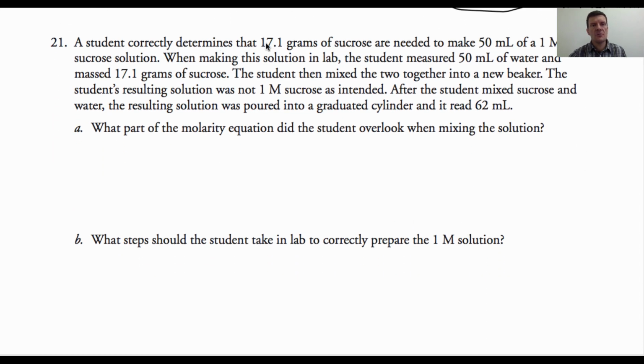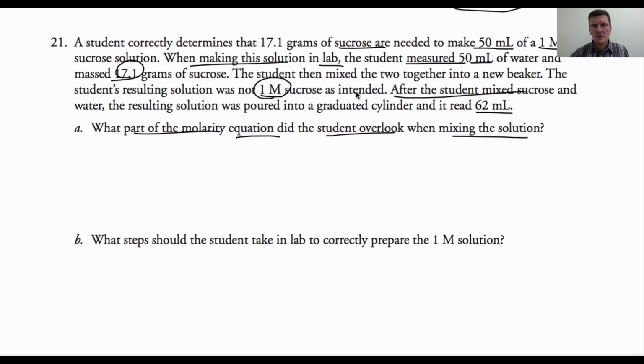A student correctly determines that 17.1 grams of sucrose are needed to make 50 milliliters of a 1 molar solution. When making the solution in the lab, the student measured 50 milliliters of water and massed 17.1 grams of sucrose. The student then mixed the two together into a new beaker. The student's resulting solution was not 1 molar. After the student mixed sucrose and water, the resulting solution was poured into a graduated cylinder and it read 62 milliliters. Interesting. Well, what part of the molarity equation did the student overlook when mixing the solution?